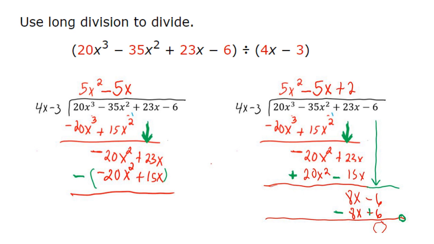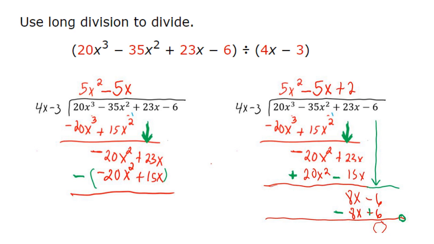So now I'm going to add negative 20x squared plus 20x squared is 0. Then we have 23x minus 15x is going to give me an 8x. Then I bring down my last term, the negative 6. All right. Then now I say to myself, what can I multiply to 4x to get an 8x? Okay, so that value is 2. If I multiply 2 times 4, that gives me the 8. And then I'm not multiplying any x, so the x stays the same.